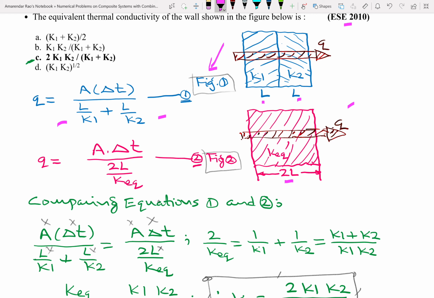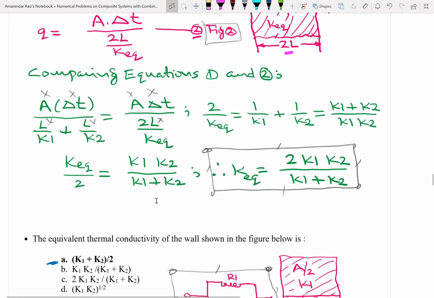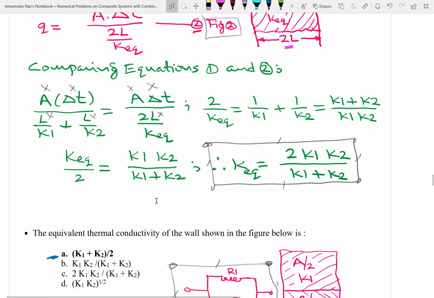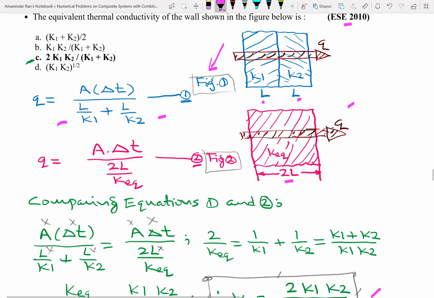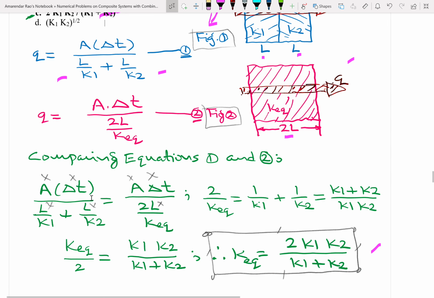A cancels out. Then when you compare these two equations and simplify, you are going to get K equivalent as 2 times K1 K2 by K1 plus K2. That is, option C is going to be perfectly correct. So it is simple work you have to do, maybe for a couple of minutes, before you arrive at the result.